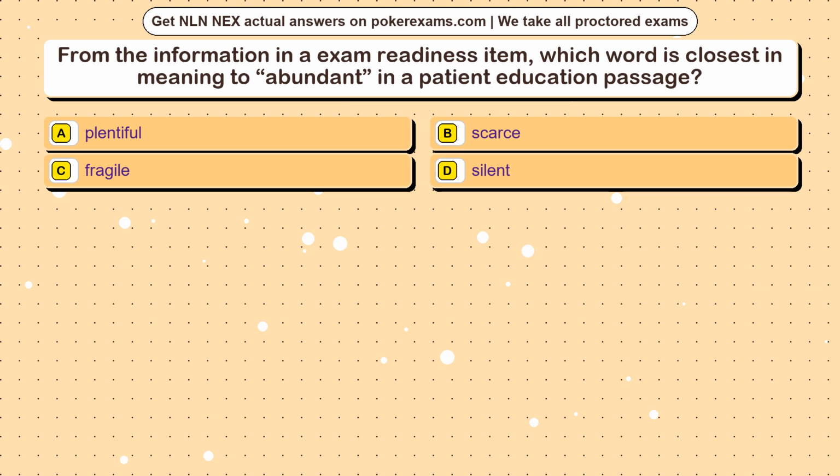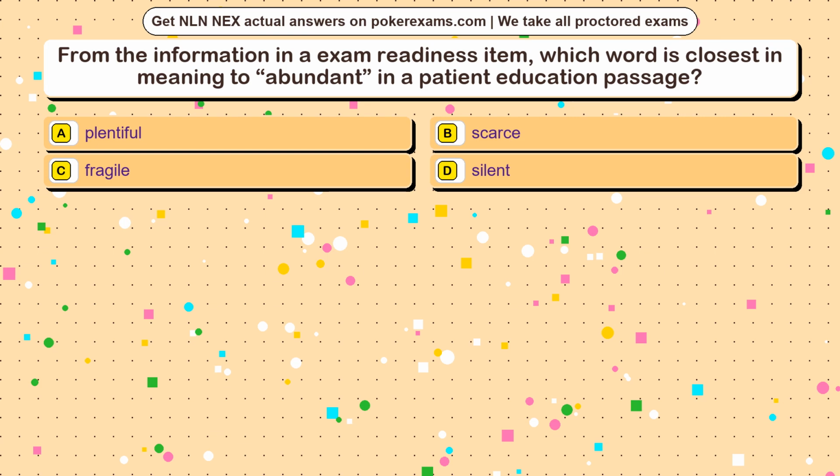Question 22. From the information in an exam readiness item, which word is closest in meaning to abundant in a patient education passage? Option A, plentiful. Option B, scarce. Option C, fragile. Option D, silent.